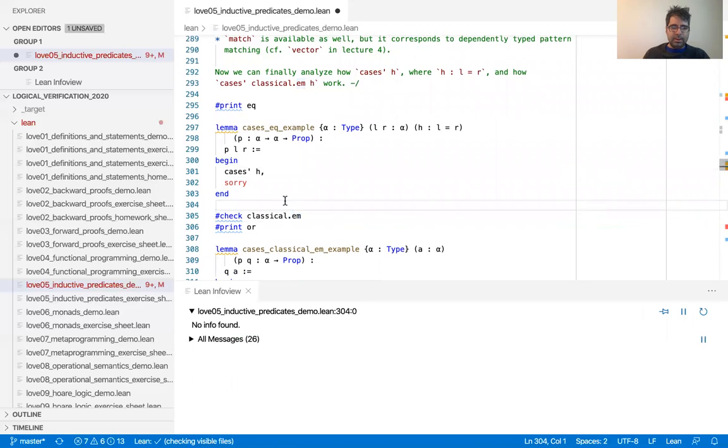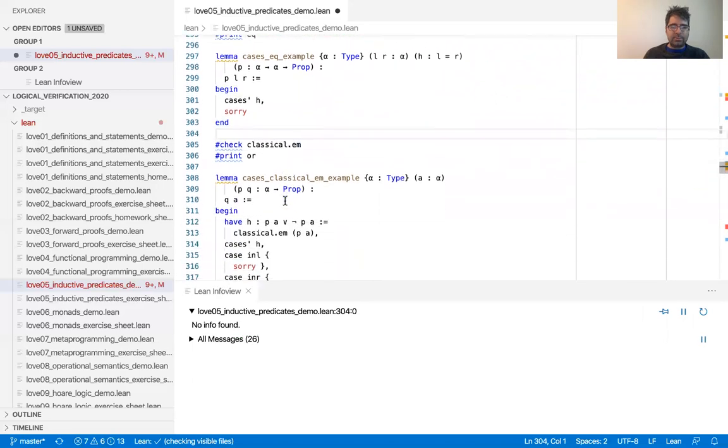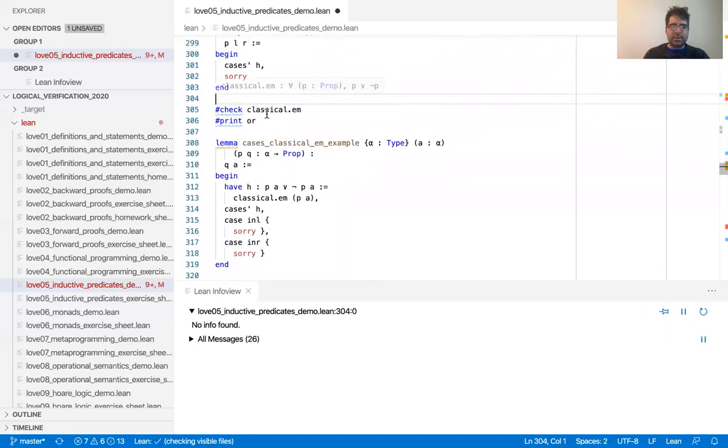Right? And then let's see. All right, the next proof uses classical, EM, so excluded middle, and it also uses OR. So here again, it's just a constructed example to see things in action, right? So in this case, what do we have? We have two properties P, Q, and we want to prove Q of A, right?